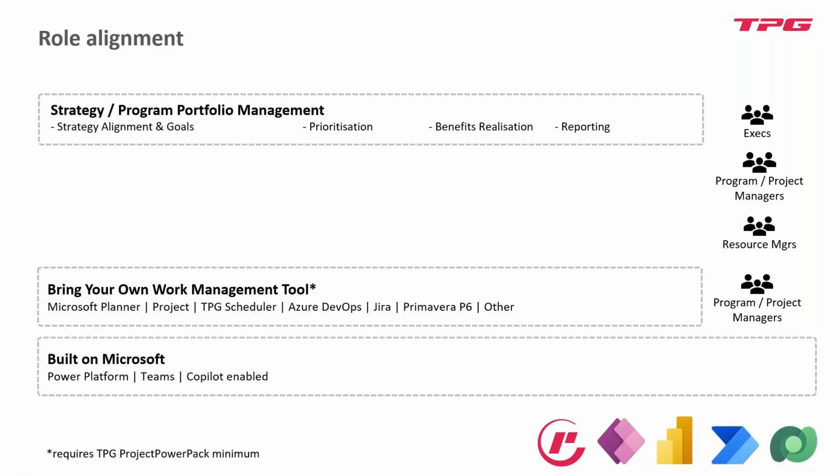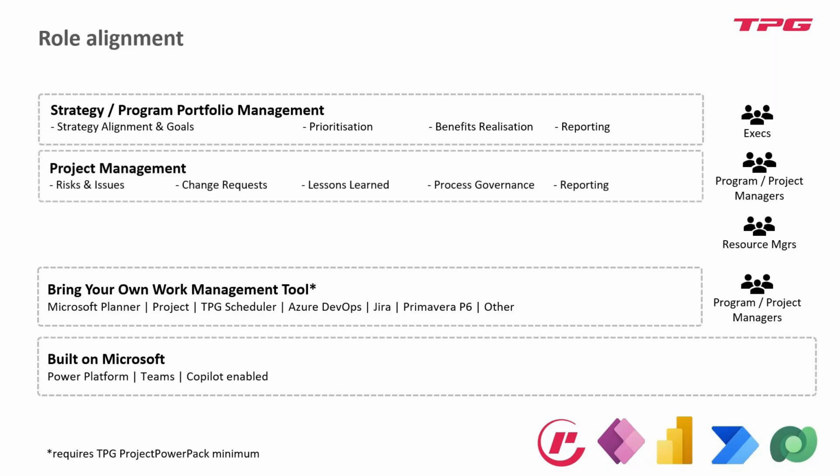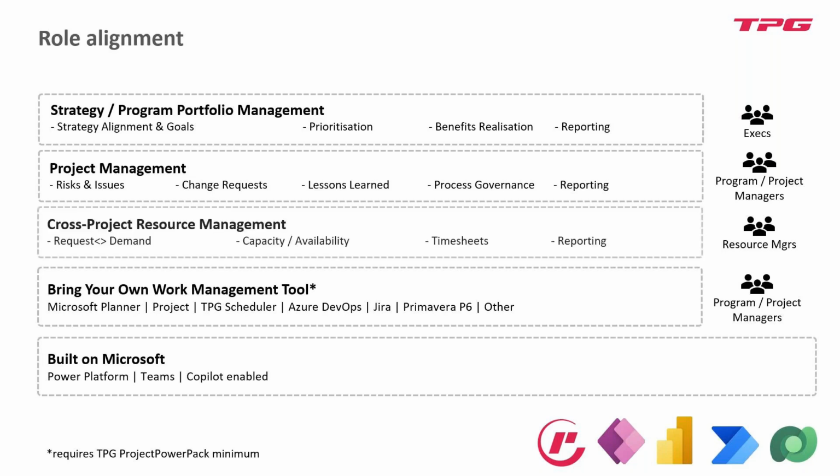So if you're an exec, we can help you with that strategic program and portfolio management side of things. If you're a project or program manager, then you can use what we've seen today to obviously manage your day-to-day management of your projects. Obviously, we also support cross-project resource and task management. And again, we have different levels of that depending on whether you're using Planner or you are using TPG Scheduler. So really great way for everyone in the organization to be able to use that. And obviously, we have the team member add-in if you want team members to be able to access that.